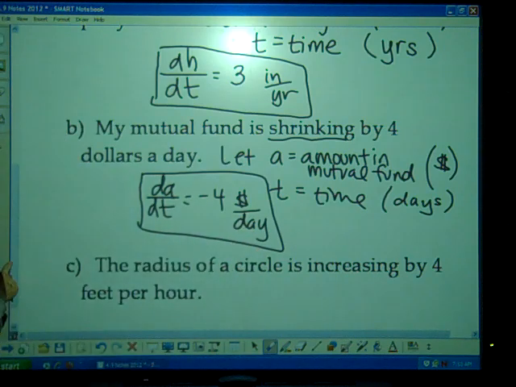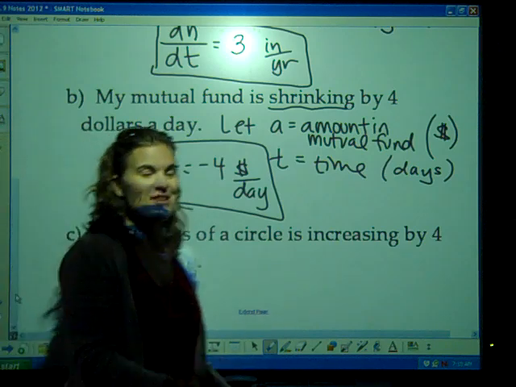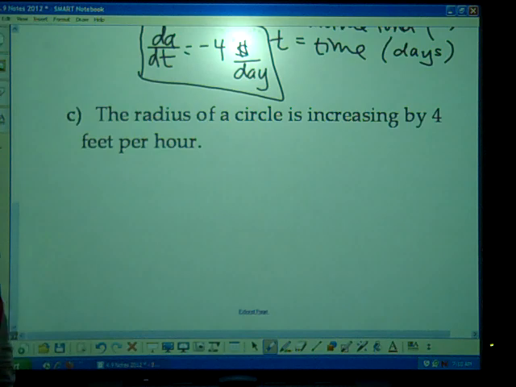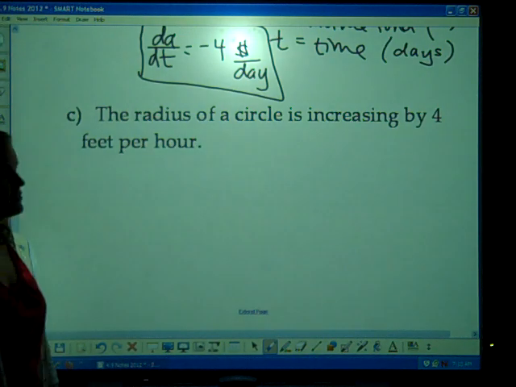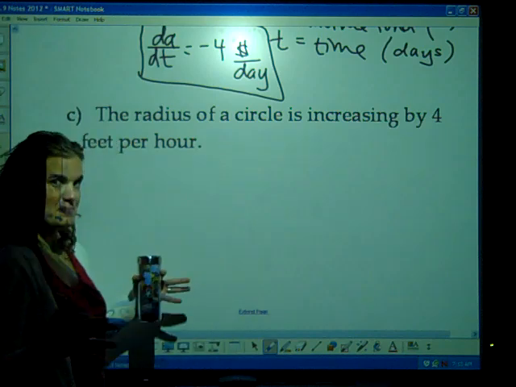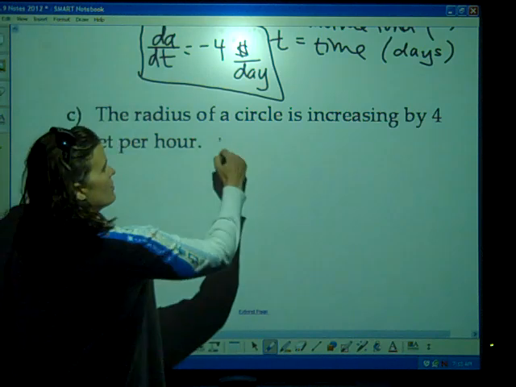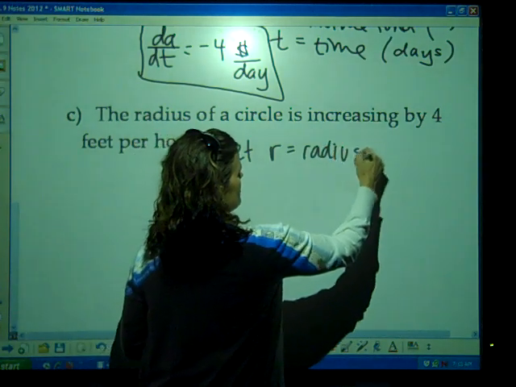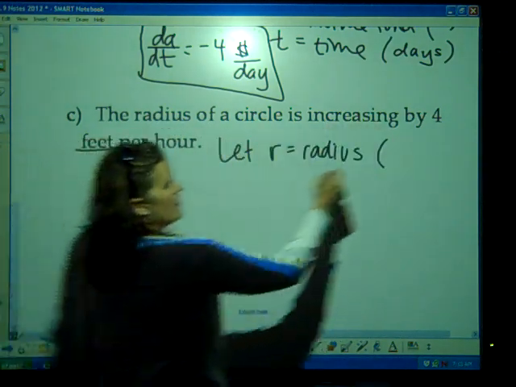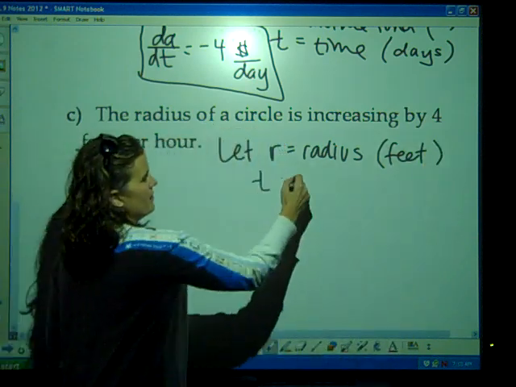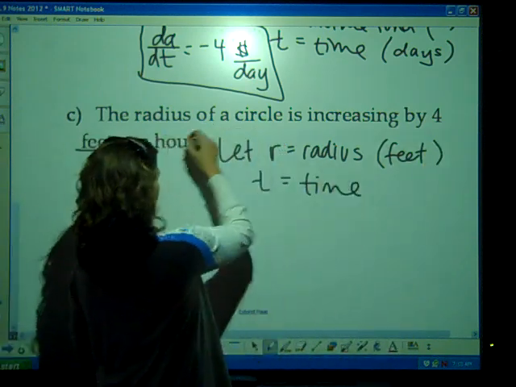You guys ready to try one on your own? If you're ready to try, go ahead and try C. If not, go ahead and just follow along. The radius of a circle is increasing by 4 feet per hour. So we have this circle that's magically increasing. The thing that is varying is the radius. So let r equal the radius, and it looks like it was in terms of feet. Our time is in terms of hours.